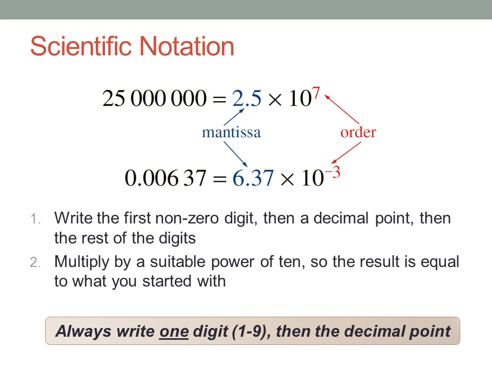What we do is we write one digit of our number, the first non-zero digit on the left, and then we write a decimal point. Then we write the rest of the digits of our number, and then we multiply the number by a suitable power of 10, so that what we end up with is numerically the same as what we started with.